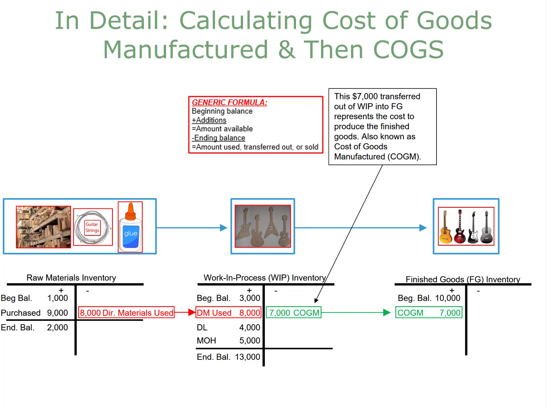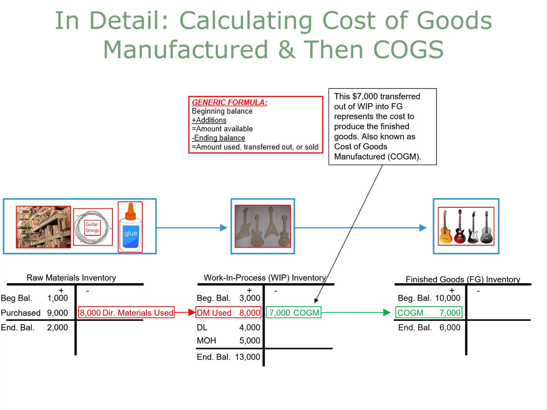Now we are almost ready to calculate cost of goods sold. Before we can do so, we need the ending balance of finished goods, which was $6,000. Now let's calculate the cost of goods available for sale. To do that, we take $10,000 of beginning inventory. These were the finished guitars at the beginning of the period that had not been sold yet, and add the cost of the guitars that were manufactured, which was $7,000. This gives us $17,000 of finished guitars for sale.